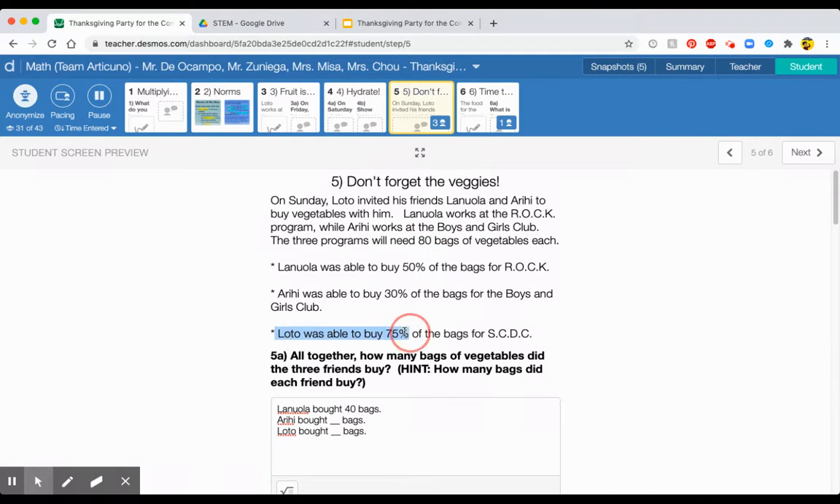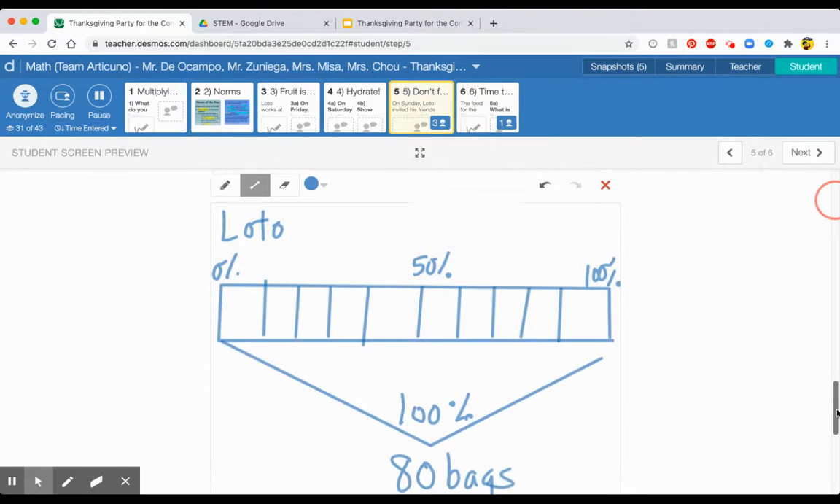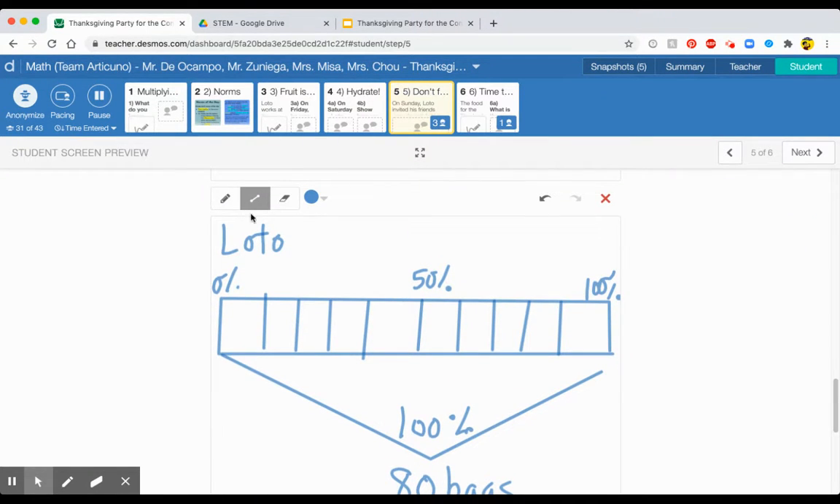Loto was trying to buy 75%. So how can we figure out the 75%? Well, this is a little bit trickier. 75% is somewhere here. It's halfway between 70 and 80. So cutting this into 10 might be helpful, but cutting it in different ways might also be helpful.